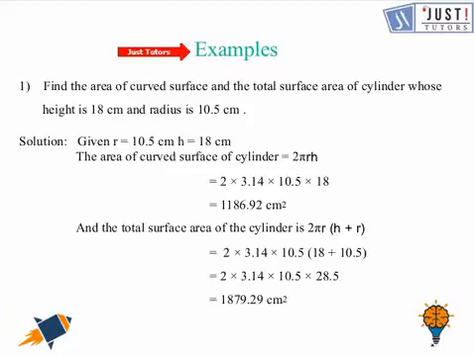Let's try one question to find the area of the cylinder. Here in this question, we need to find the area of curved surface and the total surface as well of a cylinder, where the height is given as 18 centimeters and radius is given as 10.5 centimeters. So given that r is 10.5 and h is 18 centimeters respectively, using the formula of curved surface area as 2 pi r h, we get this value. And total surface area is 2 pi r h plus r. Here we have taken common 2 pi r, and in the brackets we have h plus r left. So the answer is 1879.29 centimeters squared. You can again try this question on your own.